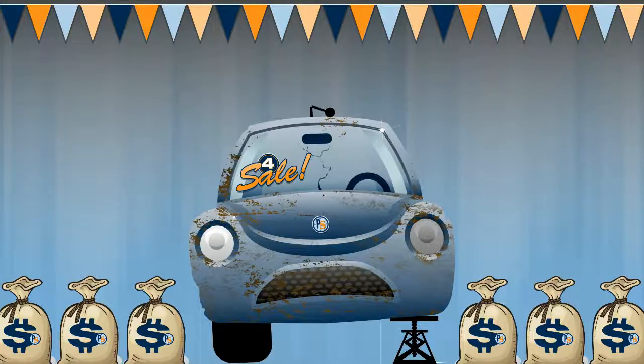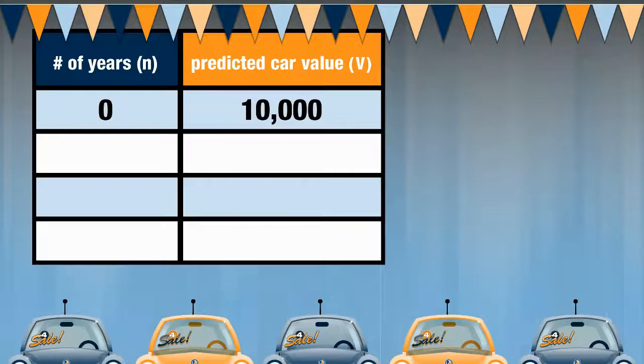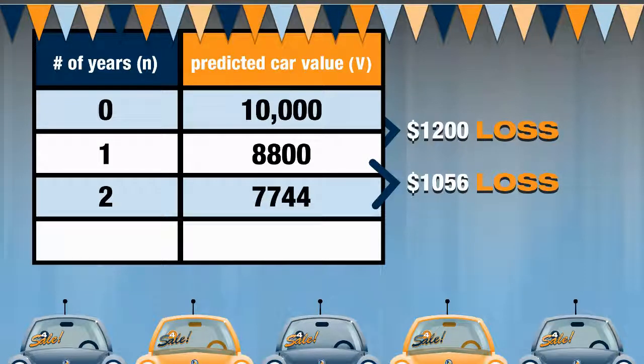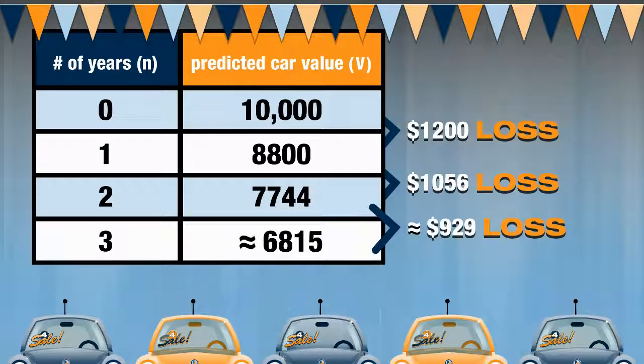I'm going to hit the brakes for a sec. Look at this. During the first year, the car value is predicted to depreciate by $1,200. But during the second year, the car's value is predicted to depreciate by less than $1,200. The depreciation is not the same from year to year.